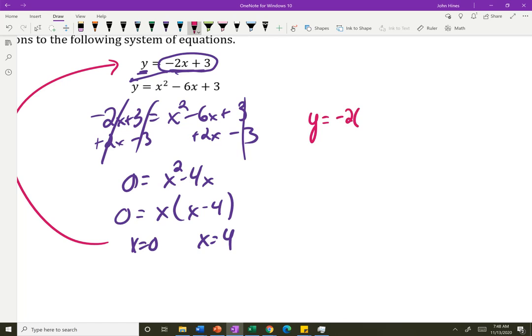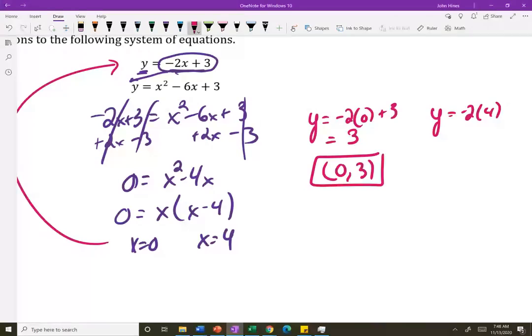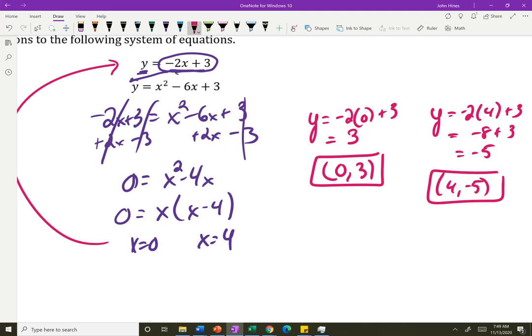y equals negative 2x plus 3. Plug it into the linear one. You could use the quadratic one, but why are you doing more work? Plug it back into the linear equation. So we get (0, 3) is 1 point of intersection, and negative 2 times 4 plus 3 gives me negative 5. So (4, negative 5) is the other point of intersection.